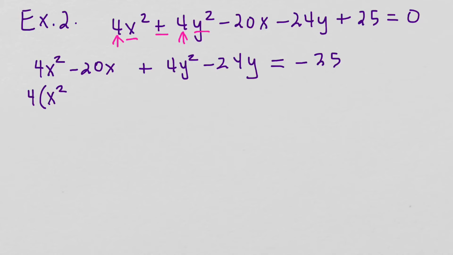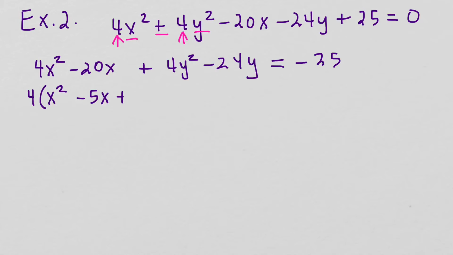All right, so what I've got here is a 4 times x squared. Now I want to figure out what this term would need to be such that 4 times it gives me negative 20. Well, if I divide negative 20 by 4, I'm going to get negative 5. Let's try that. So if I distribute now, I've got 4 times x squared, 4 times negative 5x, which gives me negative 20x. All right, so to have that 4 on the outside of the parentheses, I have to do that.